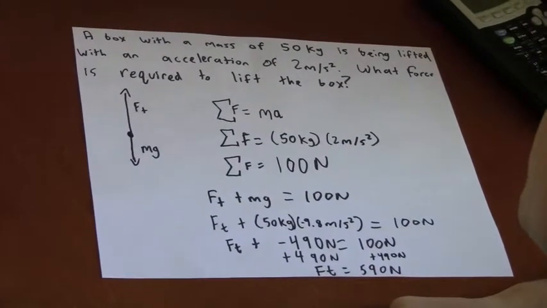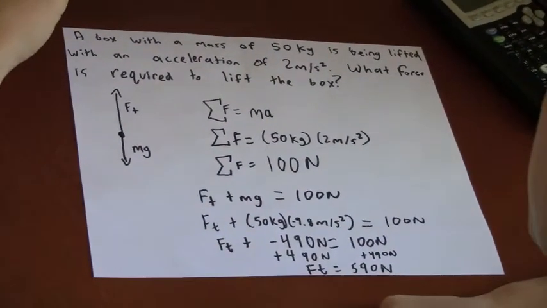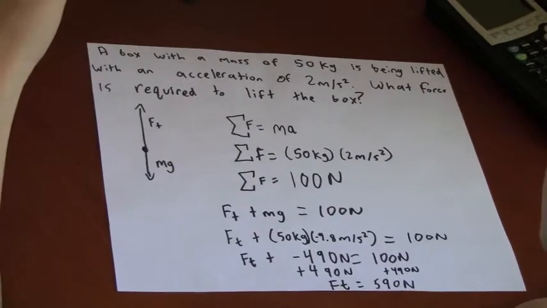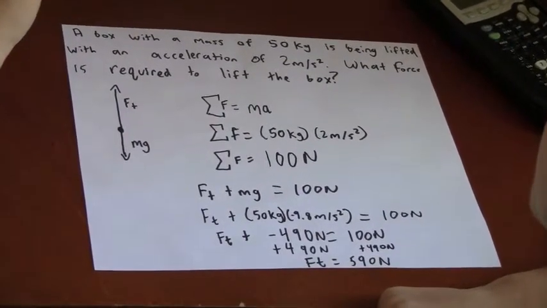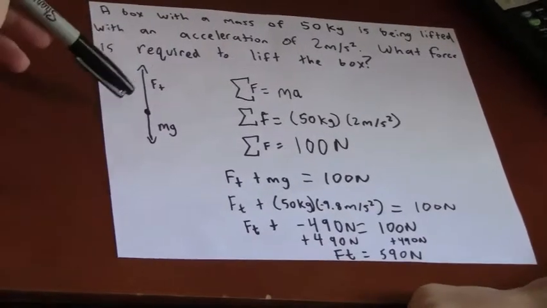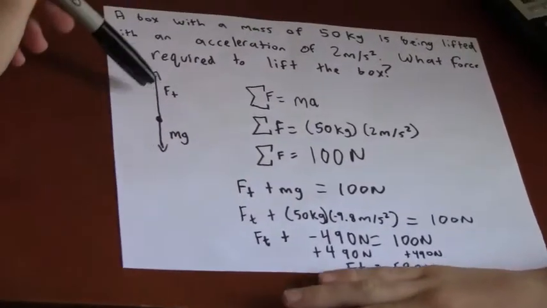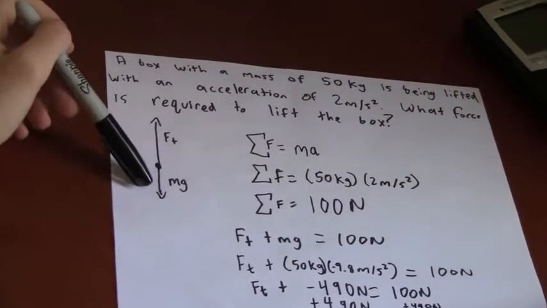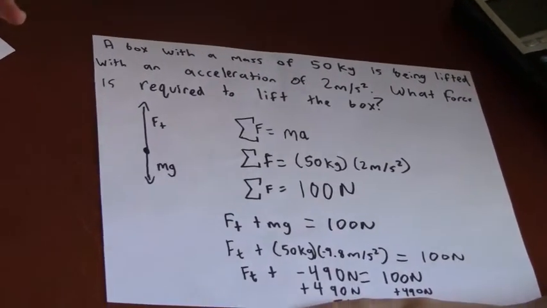In this problem, we have a box with a mass of 50 kilograms being lifted with an acceleration of 2 meters per second squared. What force is required to lift the box? So to start off, we've created a free body diagram with the tension force being greater than the mg because the box is accelerating upwards.